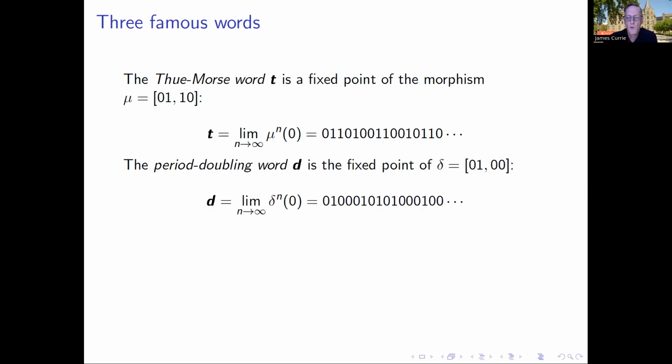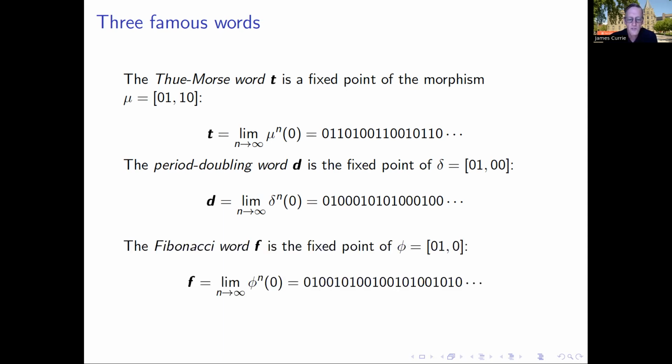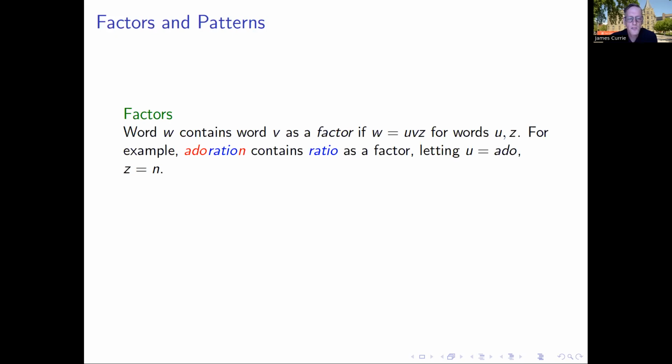The period doubling word is another small morphism. 0 goes to 0, 1, but instead of 1 going to 1, 0, it goes to 0, 0. And of course, everyone's favorite, the Fibonacci word, a third small binary morphism where 0 maps to 0, 1, and 1 maps to 0. Now, I guess it's a bit of a toss-up which of these words has had the most ink, either the Thue-Morse word or the Fibonacci word. I like to study patterns.